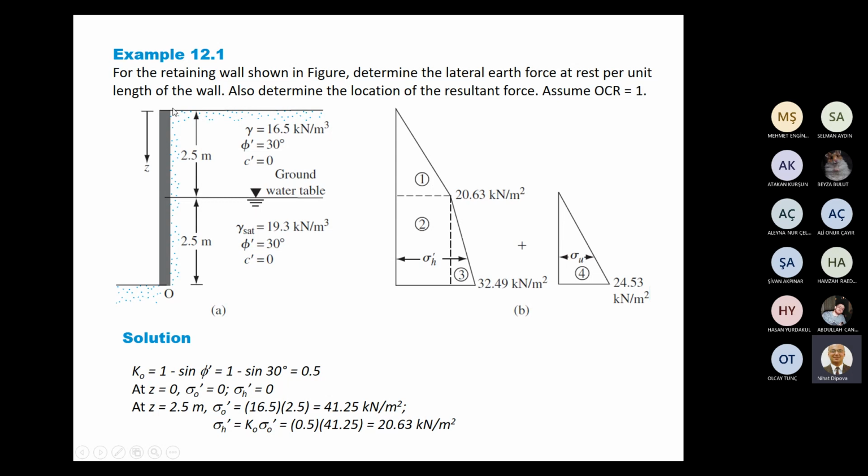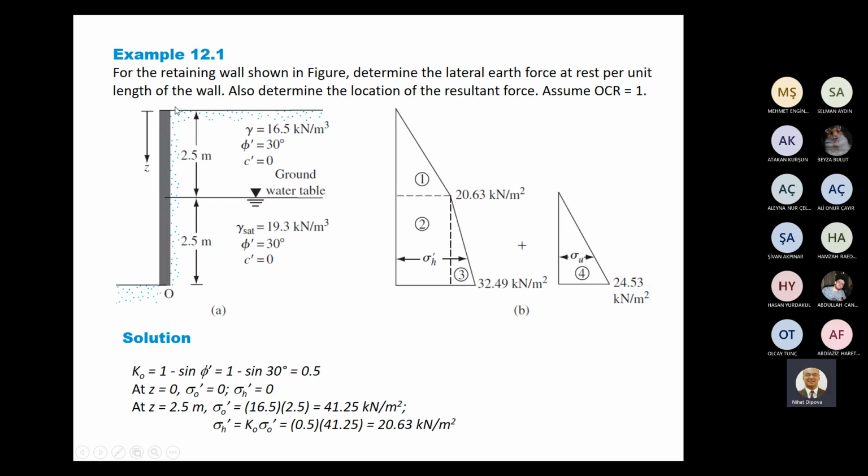Above the groundwater table, starting from the surface, lateral stress will increase down to a groundwater table, and below groundwater table, the stress which calculated for the first stratum will continue as rectangular distribution, as shown here, and stress due to the unit weight of second stratum again will increase in triangular distribution.